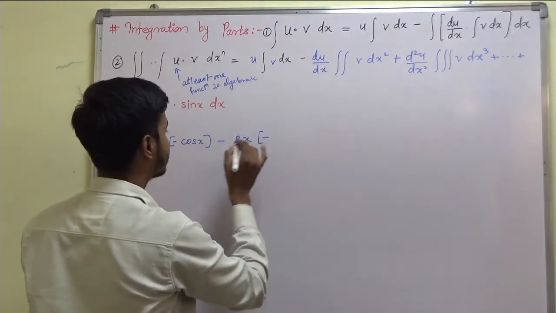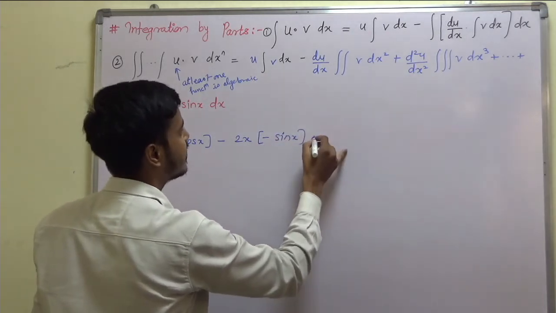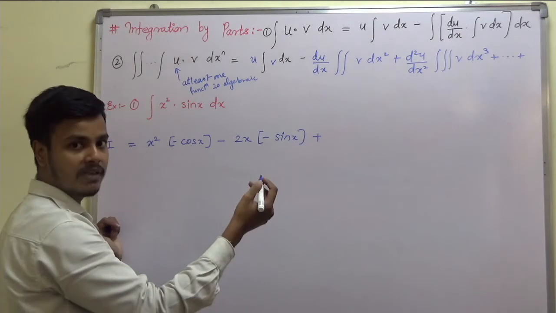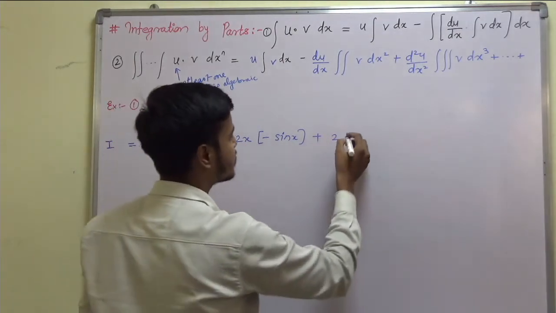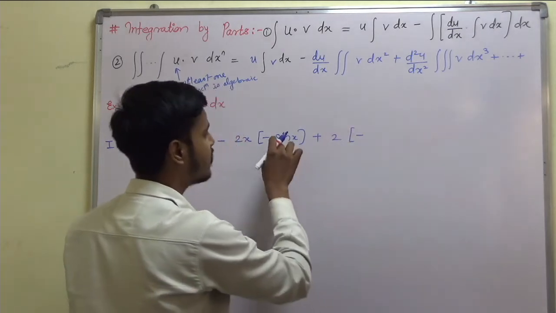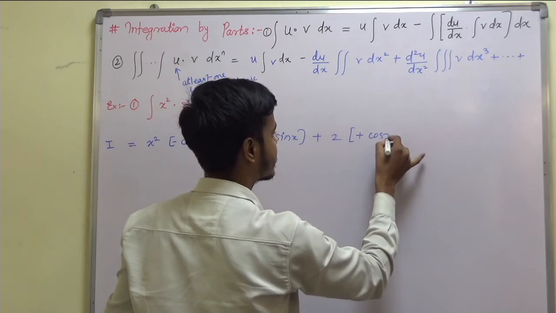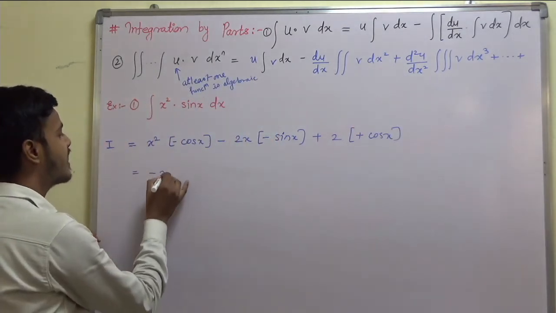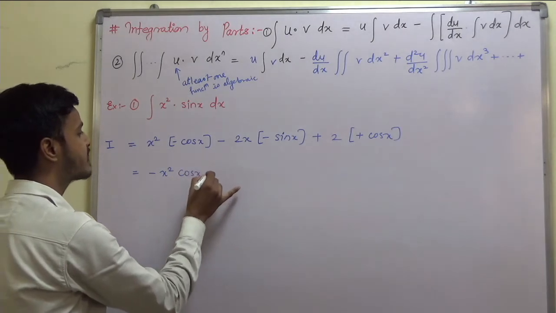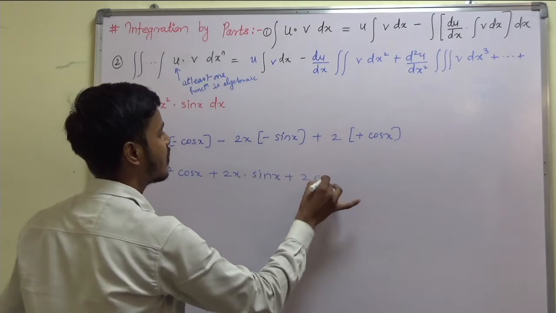So minus, integration of cos x is sin x. Okay. Plus double derivative of x square, that is 2, since one derivative of this is 2x. And again integration of sin x is minus cos x, so this becomes plus. Simple. So what is it? Minus x square cos x plus 2x sin x plus 2 cos x.